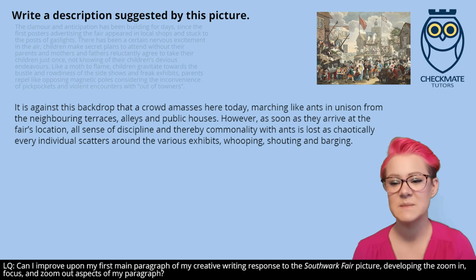It is against this backdrop that a crowd amasses here today, marching like ants in unison from the neighbouring terraces, alleys and public houses. However, as soon as they arrive at the fair's location, all sense of discipline and thereby commonality with ants is lost as chaotically every individual scatters around the various exhibits, whooping, shouting and barging.